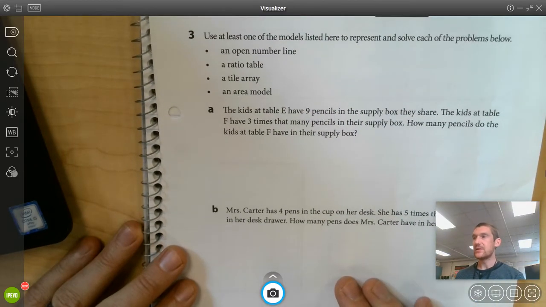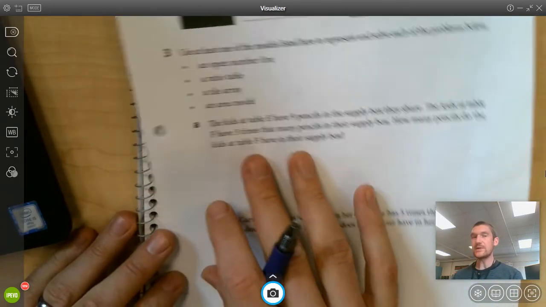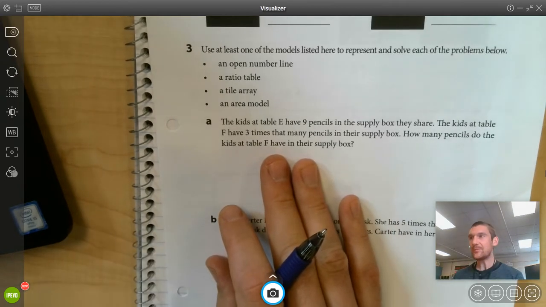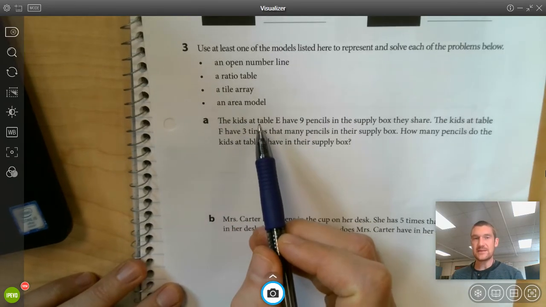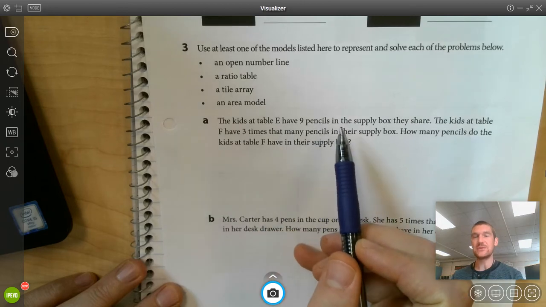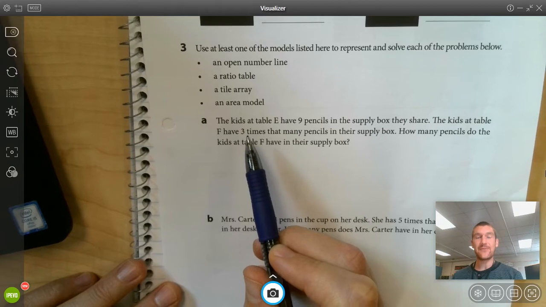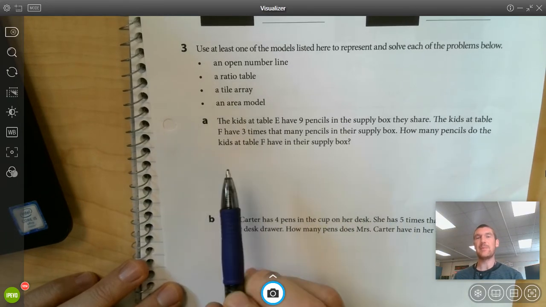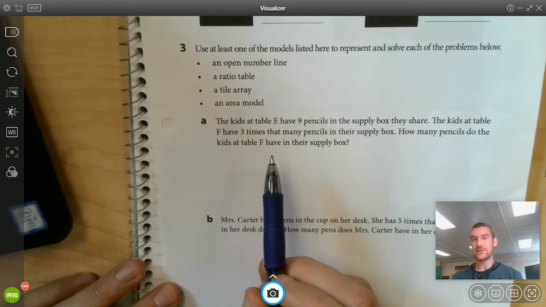All right. You're going to be working on some problems that are pretty similar today. Some are going to be crayon problems like this, and some are going to be word problems like this. Let's try one word problem before I send you off to try some on your own. The kids at table E have 9 pencils in the supply box they share. The kids at table F have 3 times that many pencils in their supply box. How many pencils do the kids at table F have in their supply box?